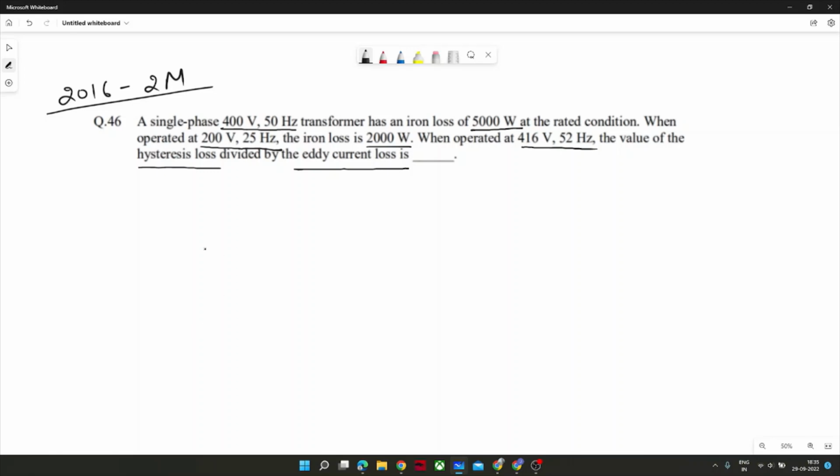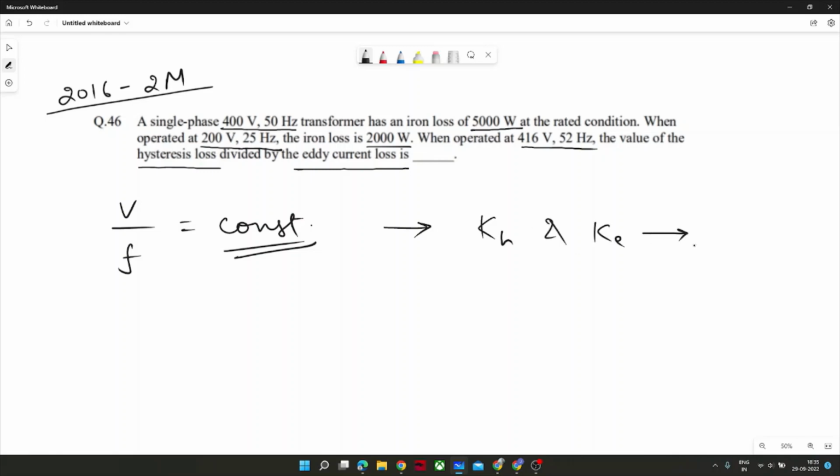So why so? You might have heard of the V by F ratio. If this is constant, then your factors KH and KE, which contribute to KI, would remain constant. Otherwise, this factor would come from the loss formula of PH and PE.